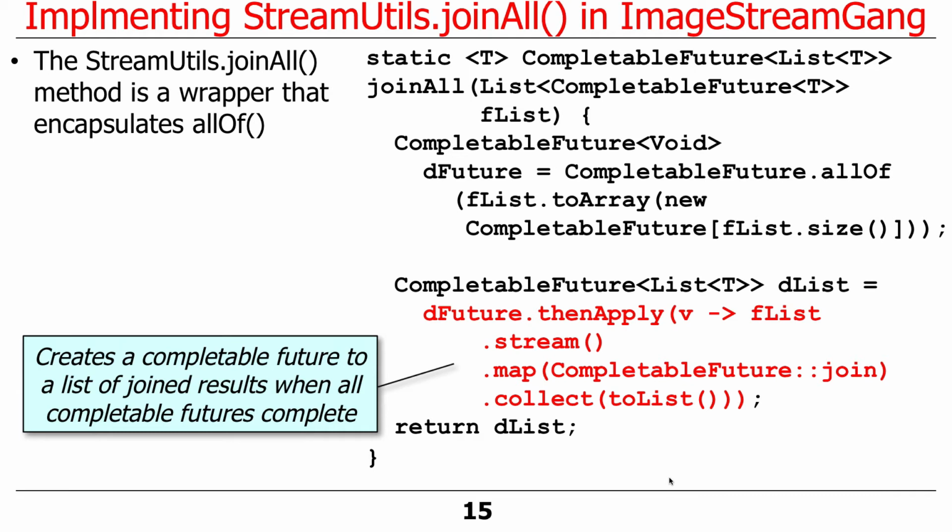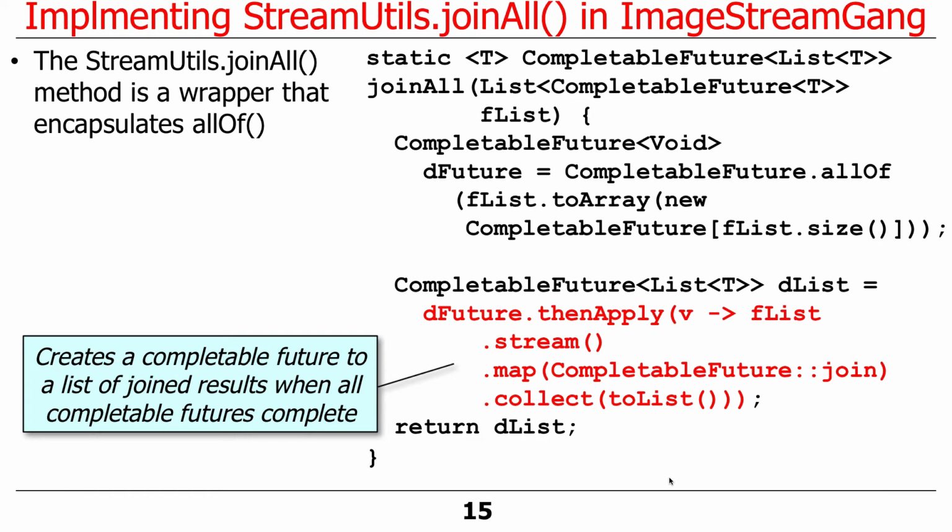allOf returns a completable future of void. So you don't really know from the return value of allOf what the types are that you're waiting on. Does anybody want to guess why the heck it returns a completable future of void? This is even more bizarre.